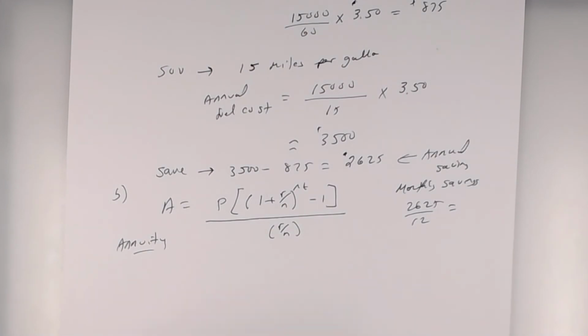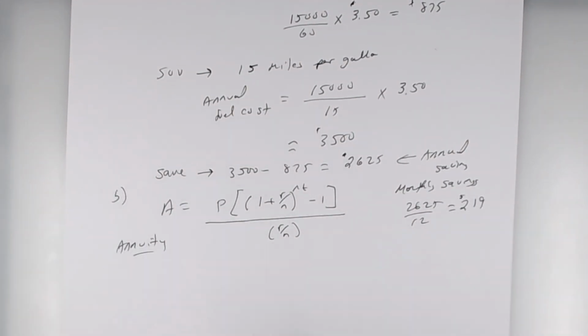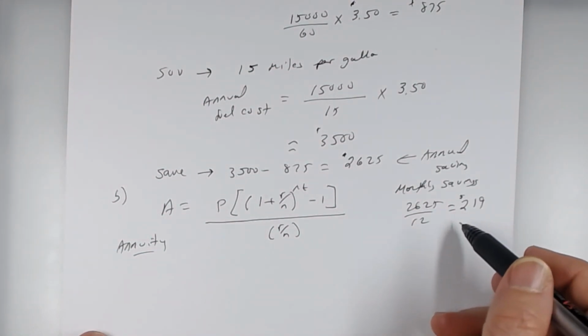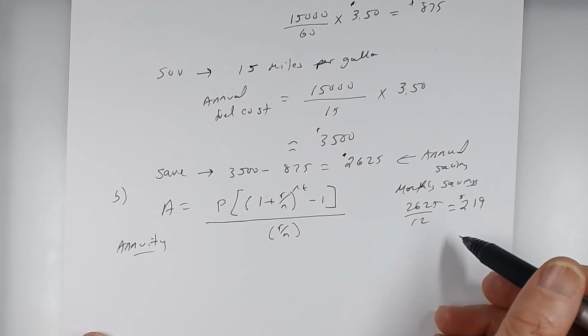So $2,625 divided by 12. Okay, 218.75. Let's just say 219. Let's just use the whole number. So 219. So that's about how much I'm saving, right? Okay, so they're saying, now deposit your monthly fuel savings at the end of each month into an annuity that pays 5.7% compounded monthly. How much will you have saved at the end of 6 years?